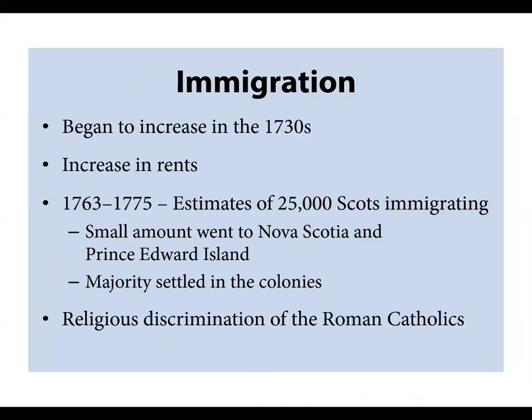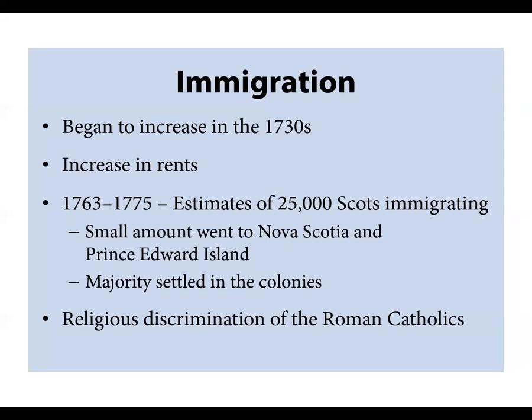Immigration began to increase in the 1730s, and this is primarily due to the increase in rents. The clearances that took place in the 18th century, during the 1750s to the 1850s, were just a small part of that, where you could not pay your rents. You were basically forced to migrate, sometimes to Ireland, and then, of course, sometimes to North America and other places.